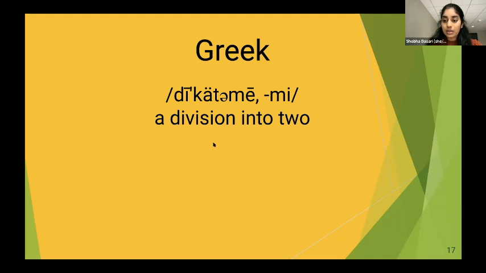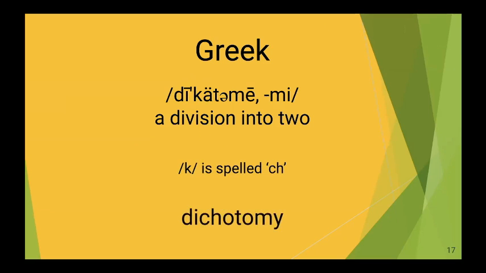All right, looks like everyone's also on the right track for this. The K sound, which is the most difficult part of this word, is spelled with a CH in Greek. And so that's why this word is spelled DICHOTOMY.